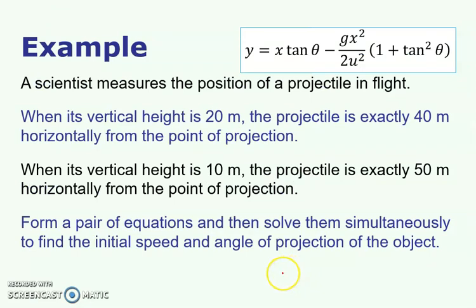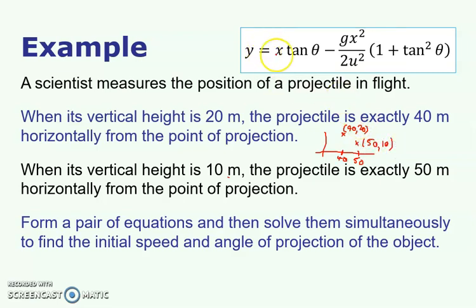So here's an example, perhaps, of using this. A scientist measures the position of a projectile in flight. So he does it in 2 times, actually. It says when it goes through the point, well, I'll do this one first. No, this one first. It's exactly 40 meters away. It is 20 high. And when it is 50 meters away, it is 10 meters high. So we've got these 2 coordinates: 40, 20, and then 50, 10.